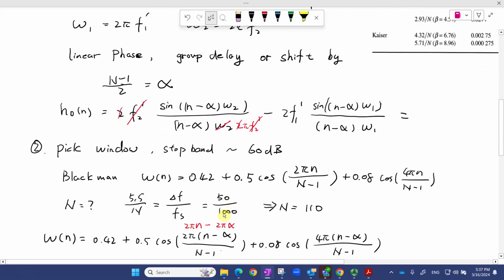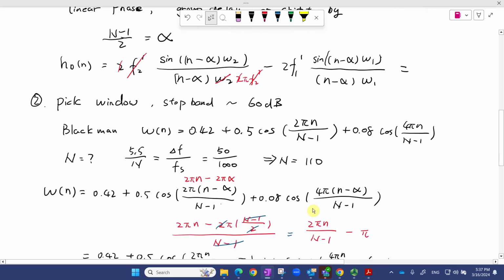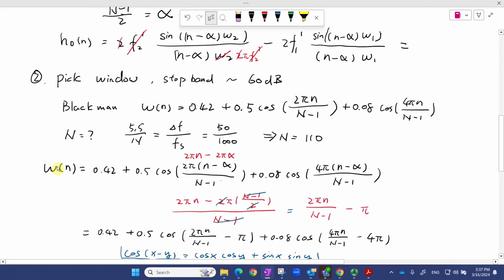So 50 divided by 1000 equals 5.5 divided by n, so we can find n equals 110. Okay, then this window function we copy down here. We need to shift it as well, right? We shift the filter function, so we also need to shift the window function.